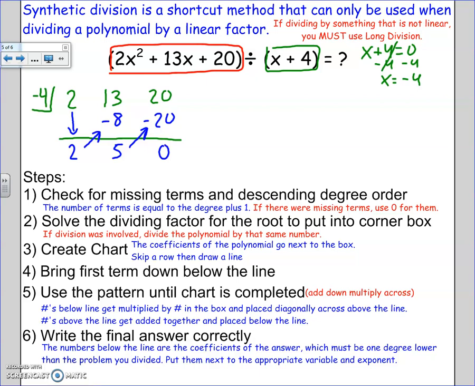If the remainder is 0, that's really good. Now, the last step says to write the final answer correctly. The numbers below the line are the coefficients of the answer, which must be 1 degree lower than the problem we divided. So we start with a quadratic, degree 2. Our final answer is linear, degree 1. So put those numbers next to the appropriate letter and exponent.